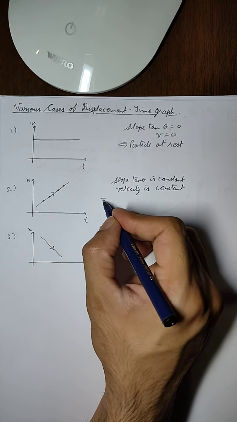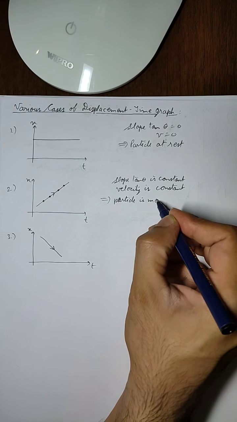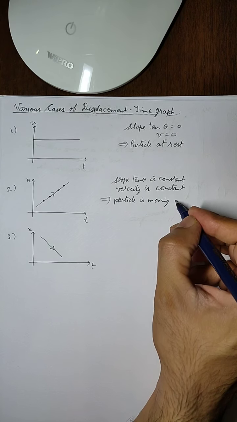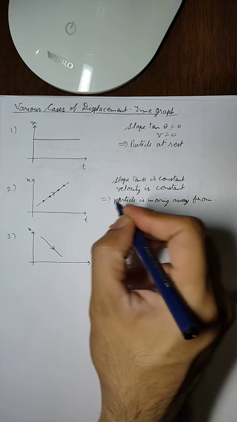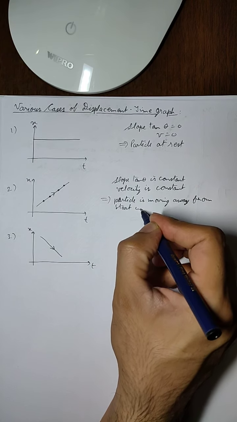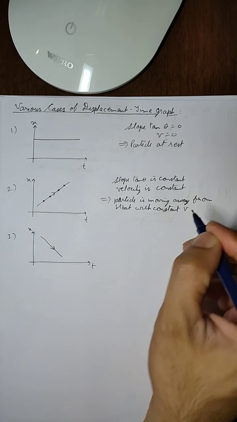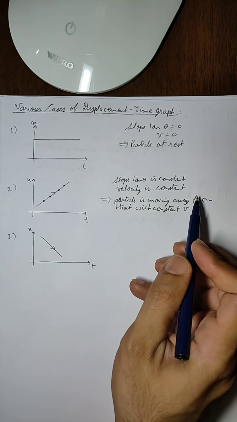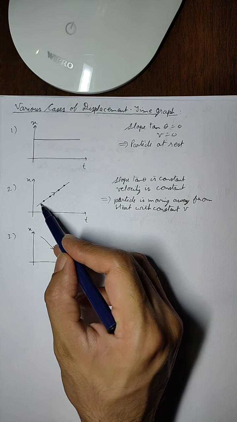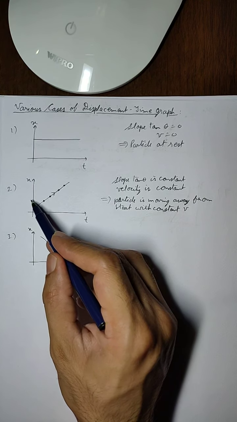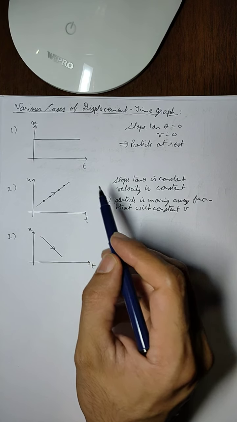So for the particle, we can write: particle is moving away from starting point with constant velocity. I am saying away from starting point because the velocity is in the same direction, and with time the value of displacement is also increasing. So that means the particle is moving away from its starting point.